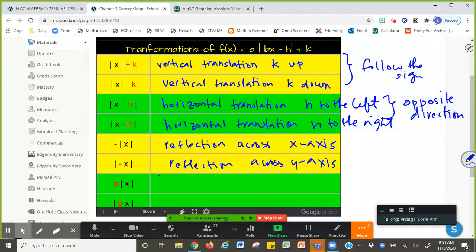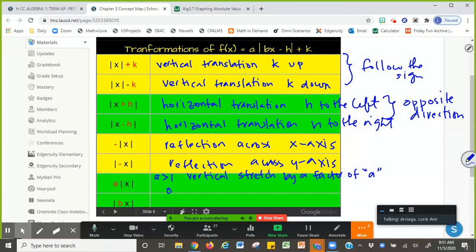Next, if A is greater than 1, then it's a vertical stretch. Vertical stretch. In AP, they say by a factor of A. So in AP Calc, they don't just say it's a vertical stretch of the original graph, but you have to say by what factor. Meaning you're going to say what A was multiplied by. So vertical stretch by a factor of A.